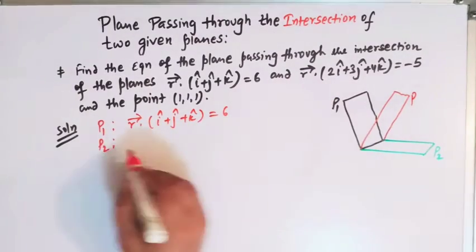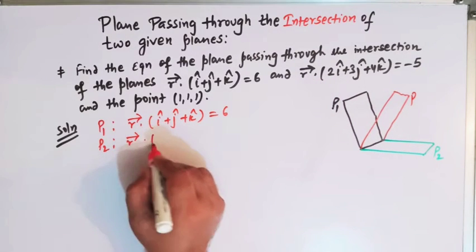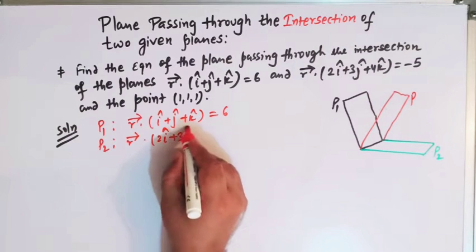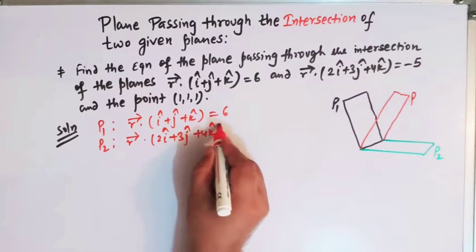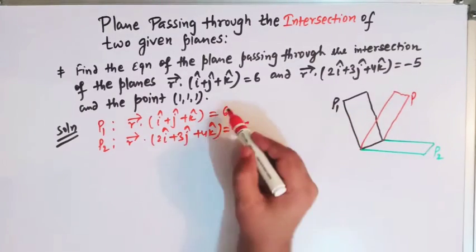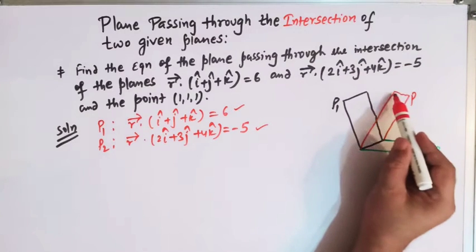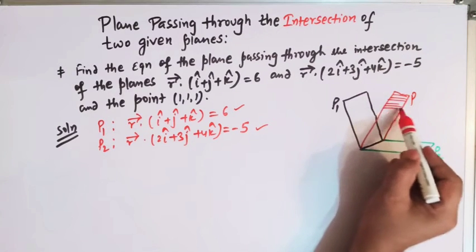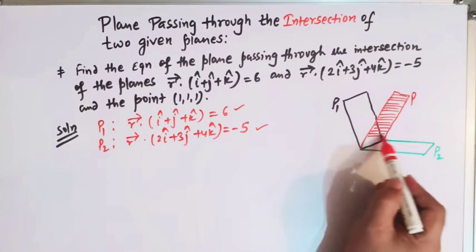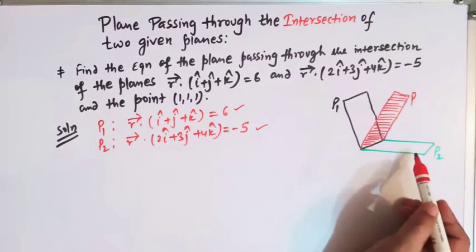The plane P2 is given by the equation r dot (2i cap plus 3j cap plus 4k cap) is equal to minus 5. Now this is the plane P1, this is the plane P2, and we have to find the equation of the plane which passes through the intersection of these two planes.